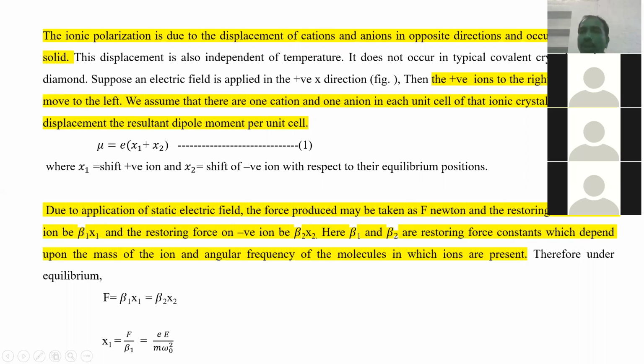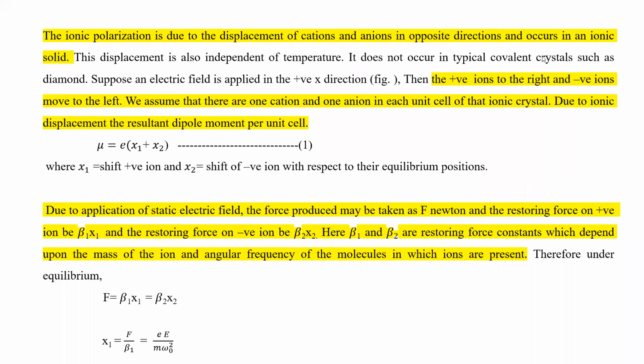The ionic polarization is a phenomenon of displacement of cation and anion in opposite directions, and occurs in ionic solids. It is the displacement of cation and anion in opposite directions.